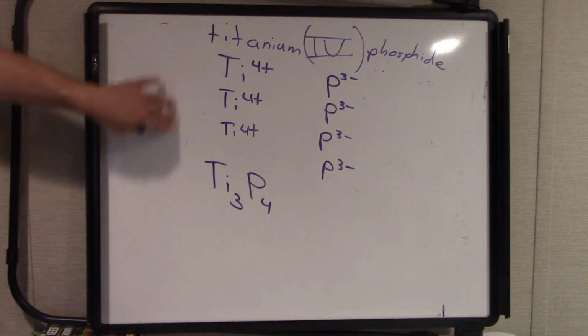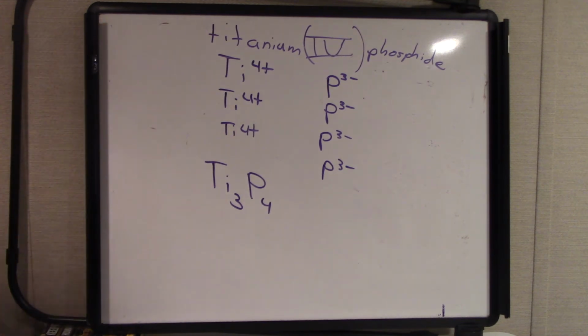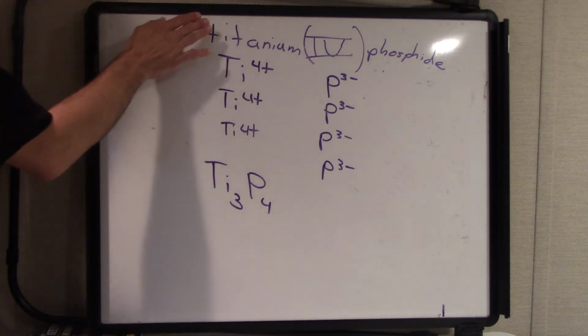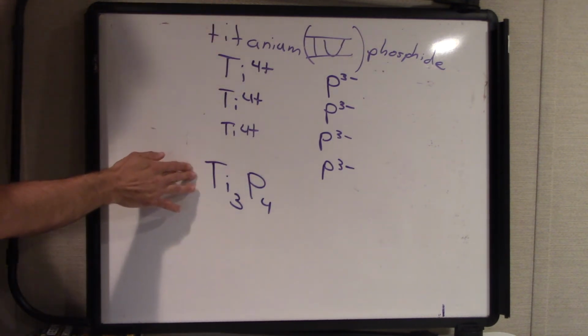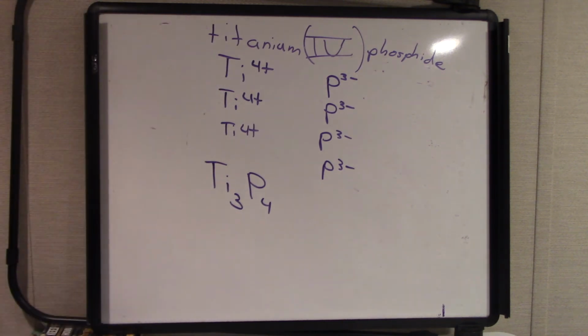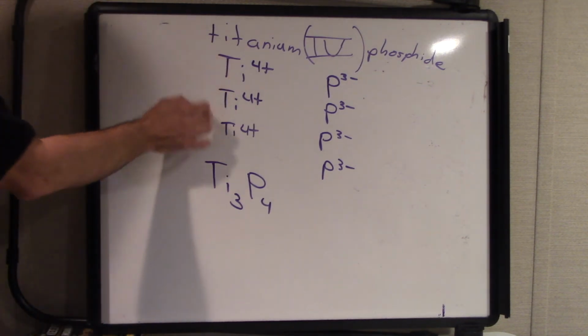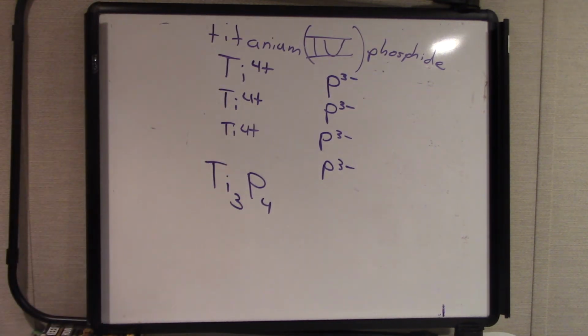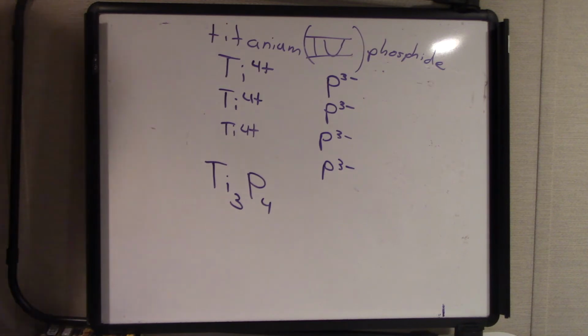So I'm going to show you one going in the opposite direction because you want to make sure you're able to go in each direction. You want to make sure you can take a name and go to a formula. You want to make sure you can take a formula and still be able to name it. And writing out the ions so you can be looking at them really helps each of those things happen.